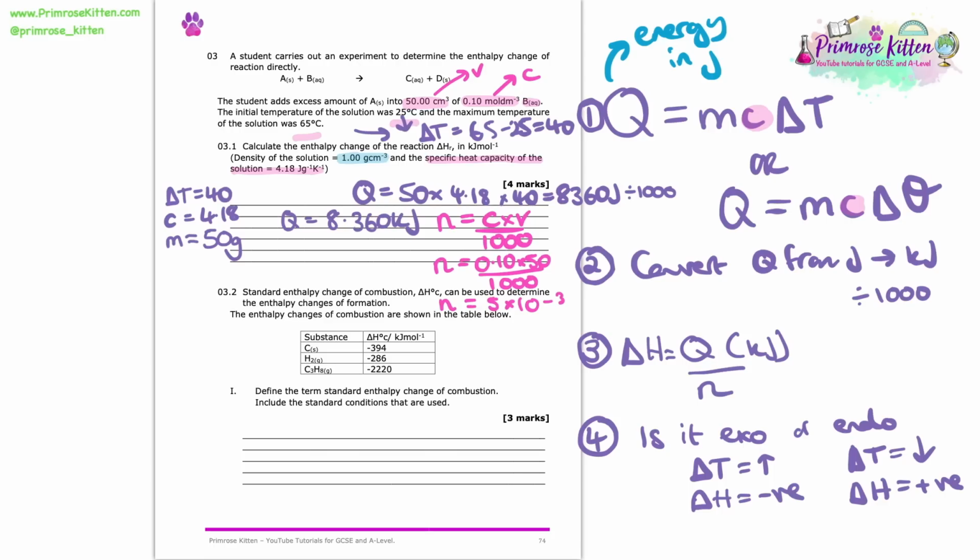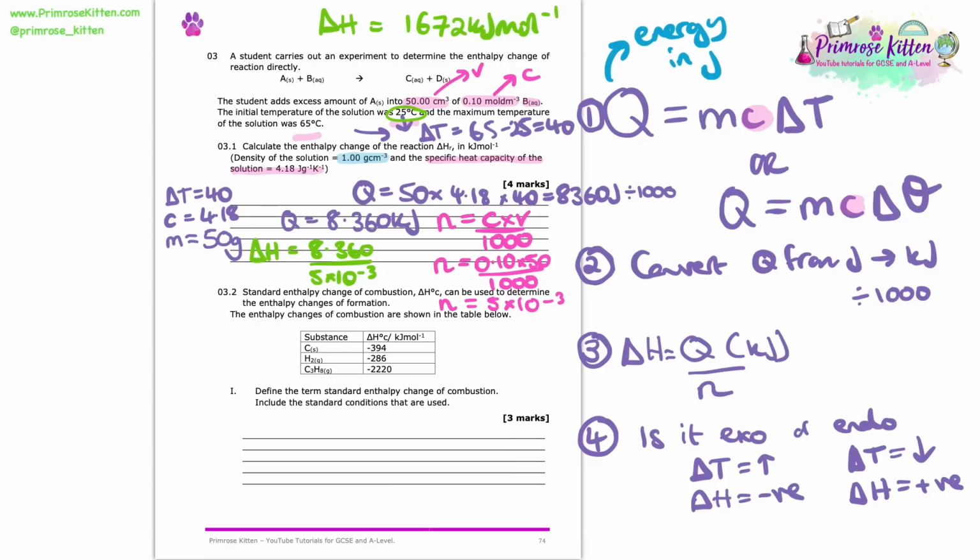So now we can work out our enthalpy by saying that it is 8.360 over 5 times 10 to the minus 3. Tapping that into the calculator is going to give me a value for this delta H of 1,672 kilojoules per mole. And the final check, our step 4, is it actually exothermic or endothermic?